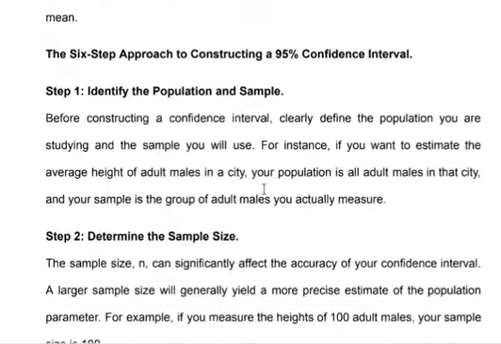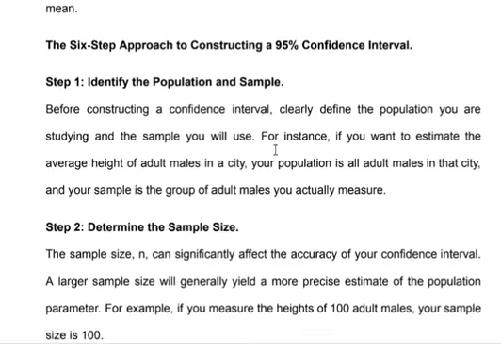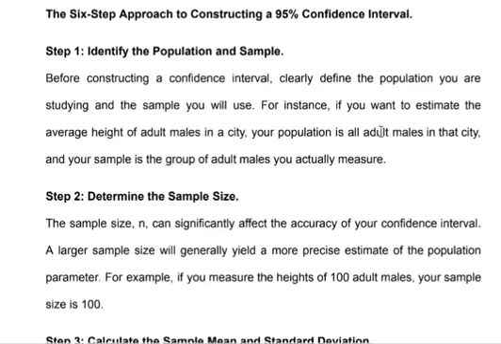The 6-step approach to constructing a 95% confidence interval. Step 1. Identify the population and sample. Before constructing a confidence interval, clearly define the population you are studying and the sample you will use. For instance, if you want to estimate the average height of adult males in a city, your population is all adult males in that city, and your sample is the group of adult males you actually measure.